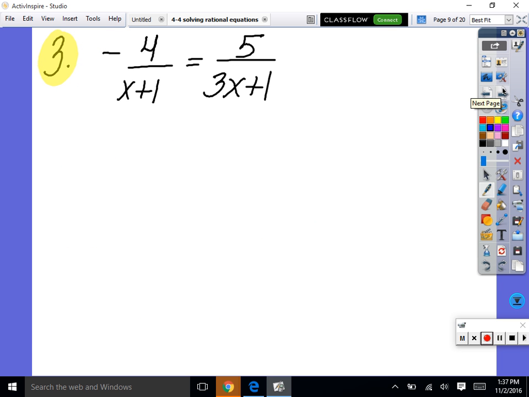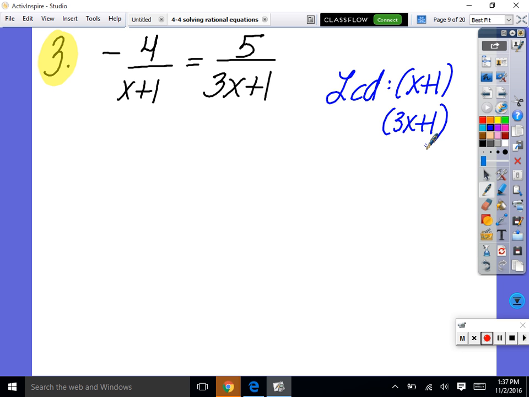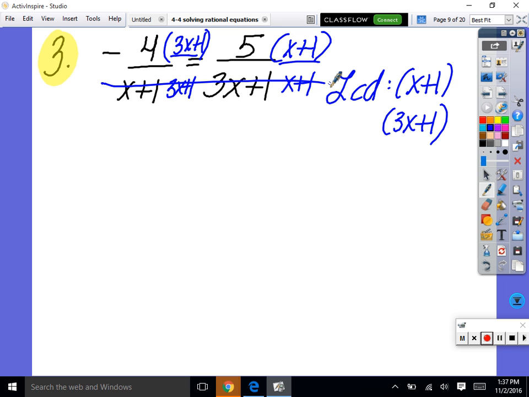Okay, let's do number 3. A little bit harder. Here we go. So we would say we need a least common denominator, right? x plus 1 is in the denominator and also 3x plus 1, right? Everybody? So we're going to multiply this one by 3x plus 1 over 3x plus 1, and we're going to multiply by x plus 1 over x plus 1. So parentheses, parentheses. Now our denominators are the same, correct? So let's ignore those and solve using the top. So that's negative 12x minus 4 equals 5x plus 5. And now solving's easy.